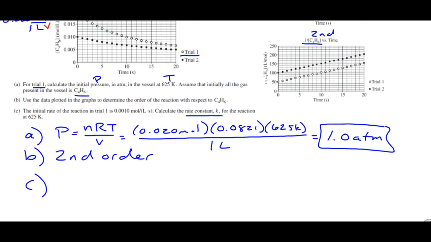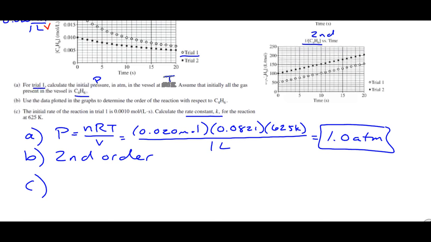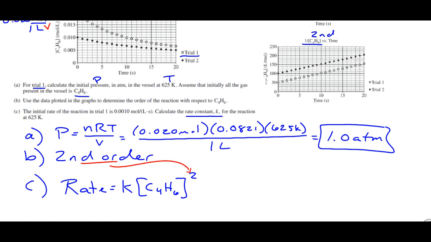Okay, there are 2 ways you could do this. You could use the integrated rate law that is on your orange sheet, or you could just use a rate law. So if I actually ask for the rate law, this would be my equation, because this is second order. Well, look what this does for me. The rate they gave me was 0.0010. I don't know K because that's what I'm being asked. The initial concentration is still what I had before, and that is to the second power.